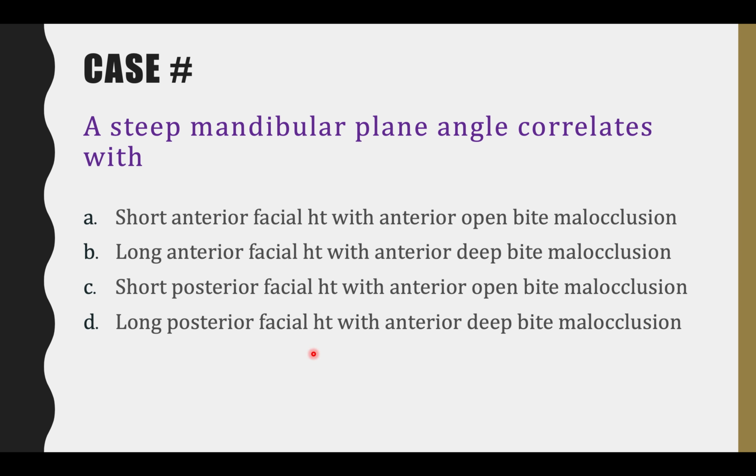So all the 4 options are wrong here. So they may give you options and they may ask you whether in this question the answer is there or not. That means they may give you all these options. Again the options may be present: none of the above. So a steep mandibular plane angle means long anterior facial height. Only the first option is correct. And with the anterior deep bite malocclusion, when the anterior facial height is higher, it cannot be with the anterior deep bite. It can be of anterior open bite.